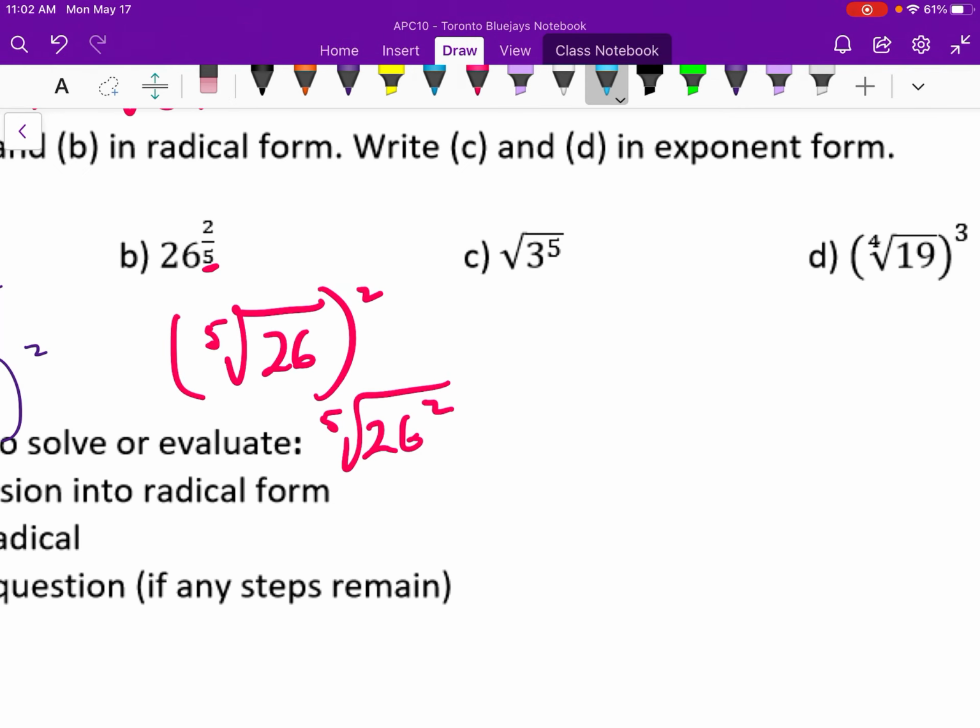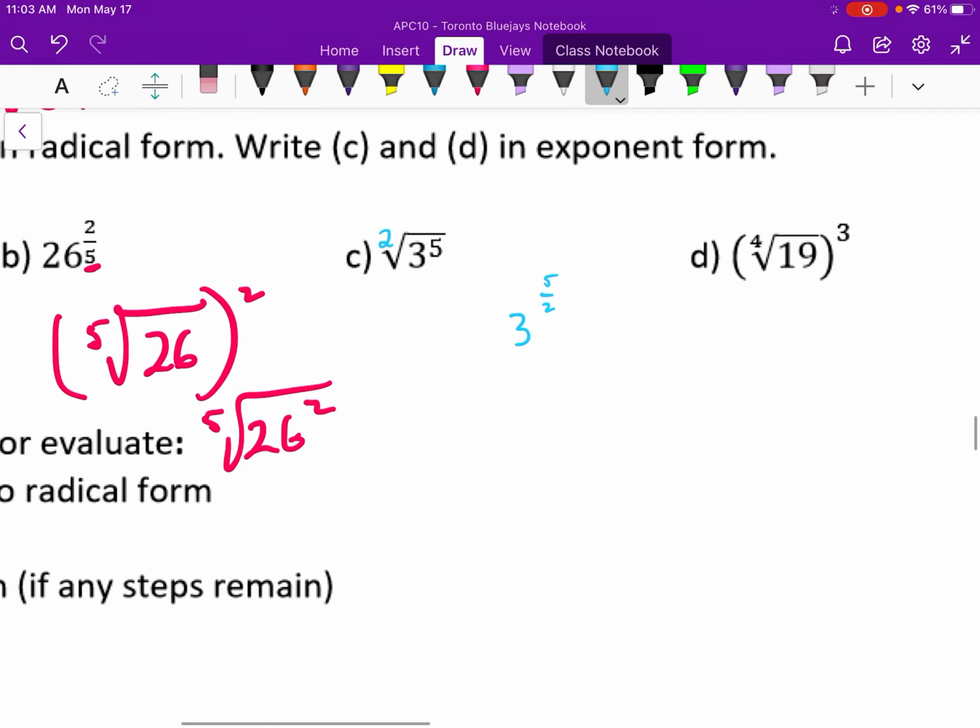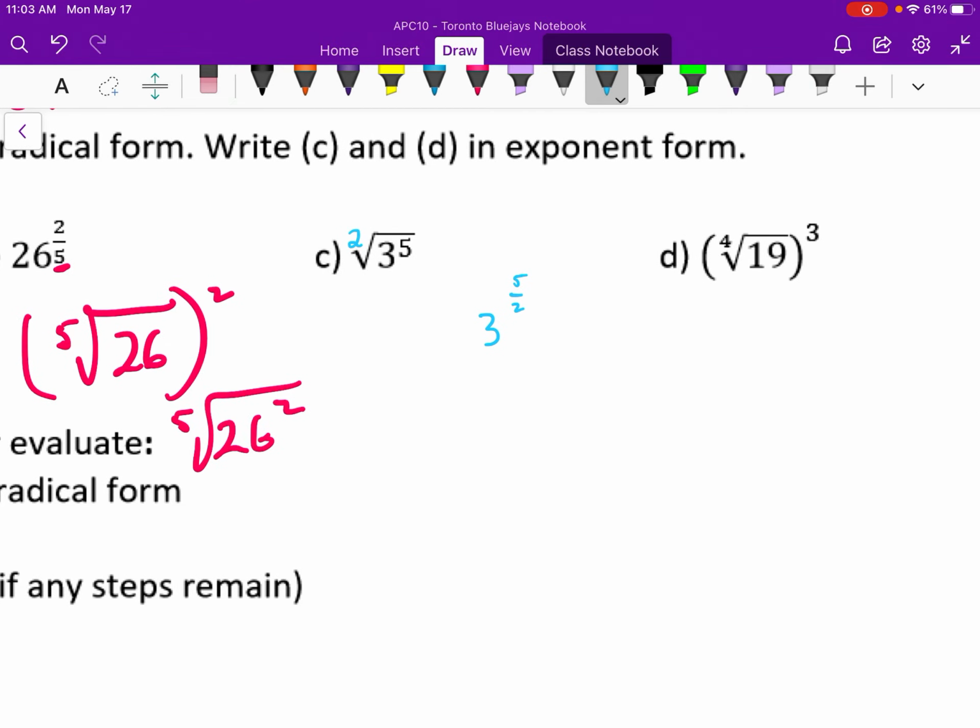Like I said, I'm just going to put my index for a square root. And I could write this as 3 to the power of 5 over 2. Now, my nth root is 4, to the power of 3. So I know my exponent is going to be 3 over 4. And my base is 19.